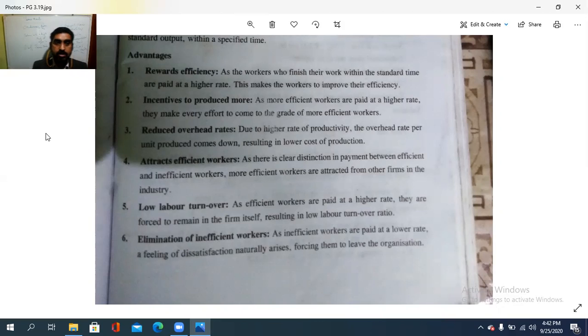Then reduced overhead rates. Due to the higher rate of productivity, the overhead rate per unit produced comes down, resulting in lower cost of production also. So that is the case with the reduced overhead rates.